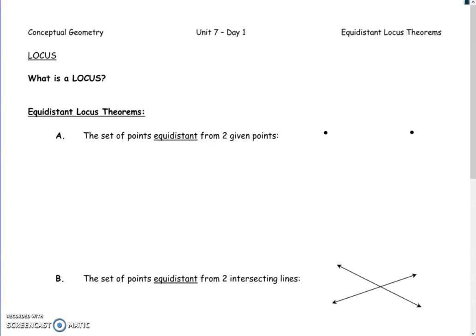Today's lesson, Unit 7, Day 1, Equidistant Locus Theorems. First question, what is a locus? A locus is Latin for place. So it means a location. We are going to be doing today, sketching different locations of where things could be, almost like a treasure hunt.